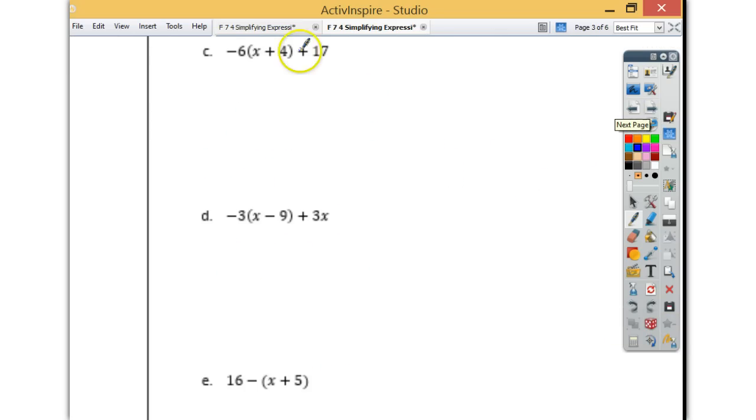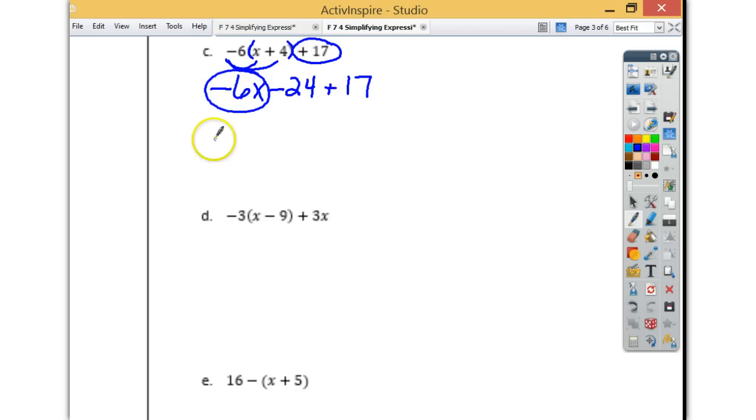C. Again, I look at this, see the parentheses, know I have to get rid of that using the distributive property. Negative 6 times x is negative 6x. Negative 6 times 4, negative 24. And I have my term of 17, so I bring that down. And ask myself, can I simplify any more? Well, with my variables, I don't have anything to simplify with that negative 6x, so I'll bring that down. But I have a negative 24 and a positive 17. It's a fight. The negative wins by 7. So negative 6x minus 7.